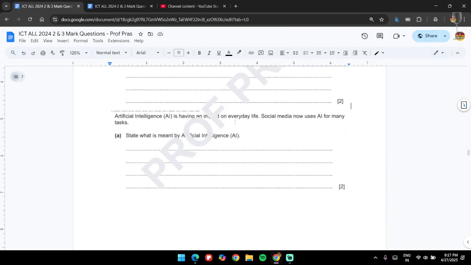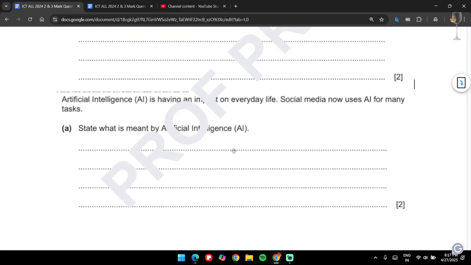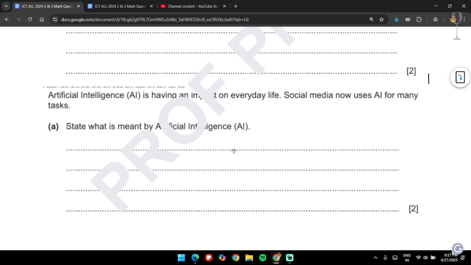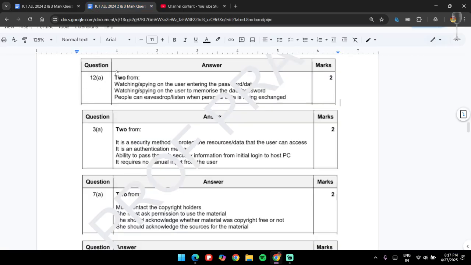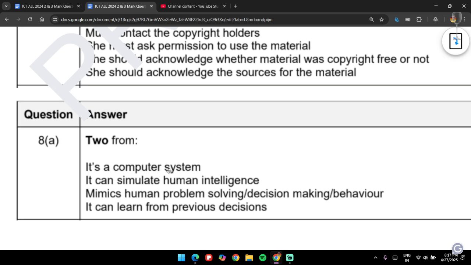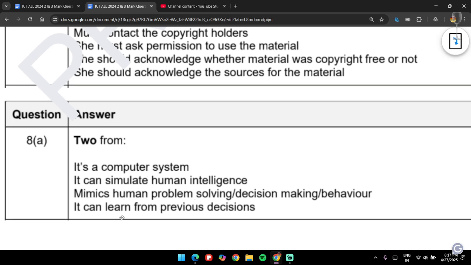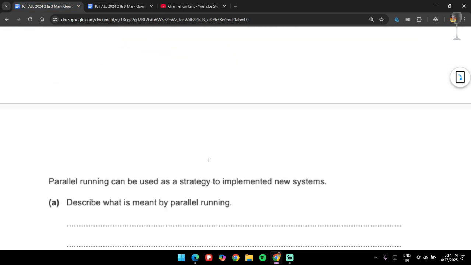So we were on what is artificial intelligence, right? Artificial intelligence is a system that mimics human thinking. Basically, you can talk about mimicking human knowledge and then using its past experience to make decisions. So it's a computer system which mimics human problem solving, can learn from previous decisions, and simulates human intelligence. Yes, that's something you can definitely say.